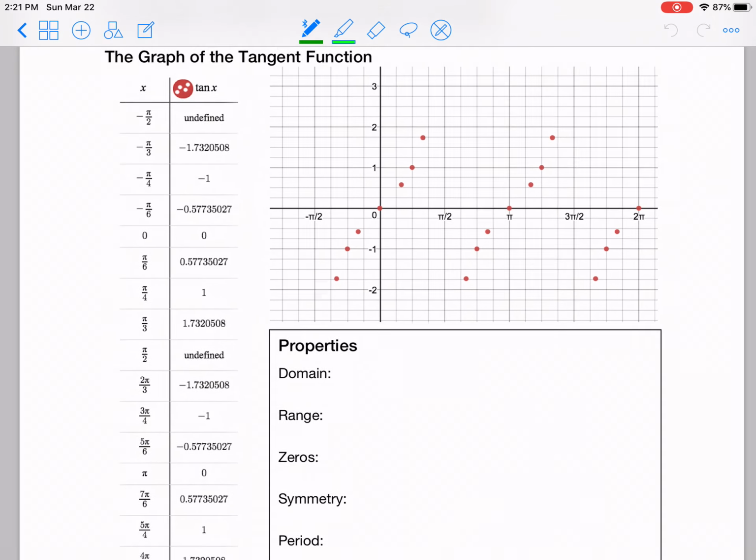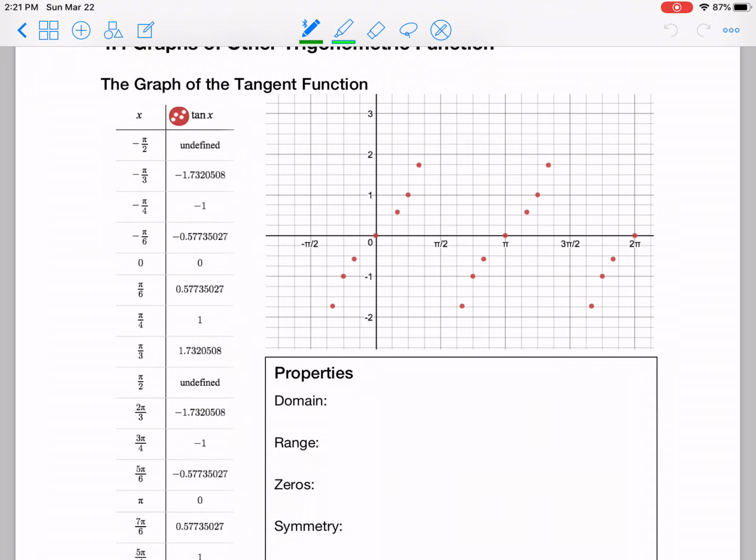And then if you look here, we have those points plotted out. I want you to notice a couple of points here that say undefined. There are a few of these in here. These are where we're going to end up getting asymptotes. So, for example, here's one at negative pi over 2, and we're not going to be able to cross that. It's going to give us a vertical asymptote at negative pi over 2.